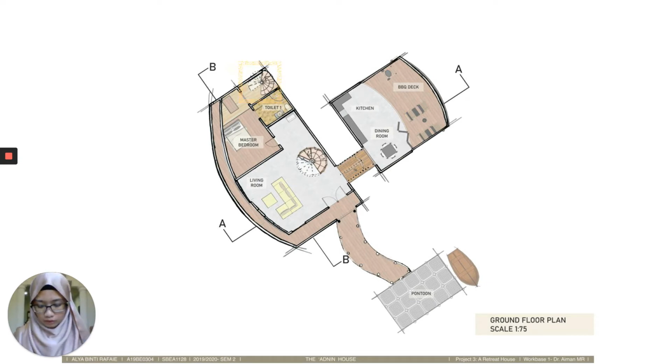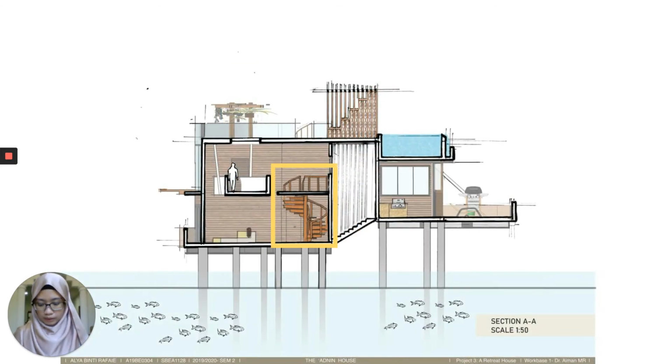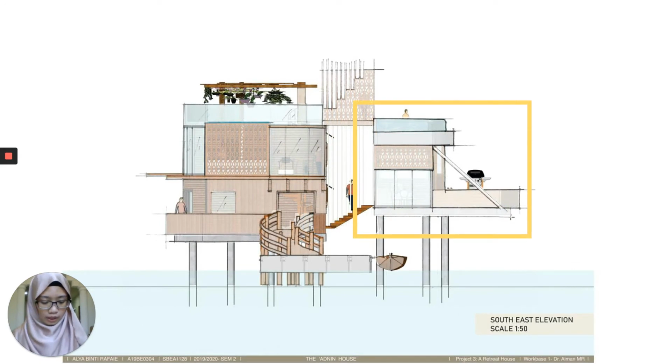Also, going back to the living room, you can see 2 types of staircases. One is the spiral staircase that leads up to the mezzanine floor. Another is on the right side, which leads to the kitchen block. The kitchen block holds the kitchen and dining room, as well as the barbecue deck supported by a cable structure.